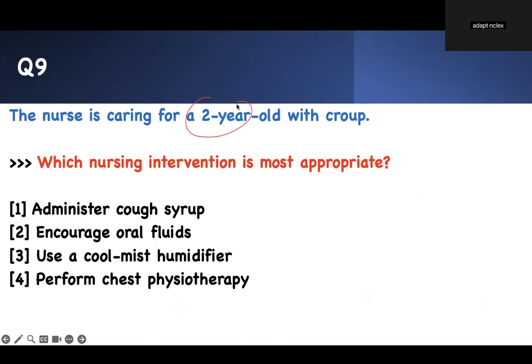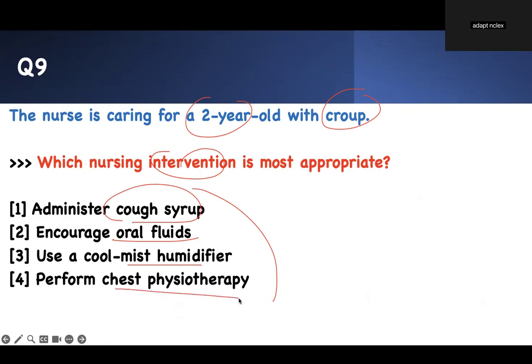A nurse is caring for a 2-year-old child with what? Croup. Those are your buzzwords. They're asking you which nursing intervention is most appropriate. Do you give them what? Cough syrup, oral fluid, cold mist humidifier, perform chest physiotherapy. Pause the video, 10 seconds, 20 seconds, and let me know what you think. I'm giving you that time. Pick your answer choice.